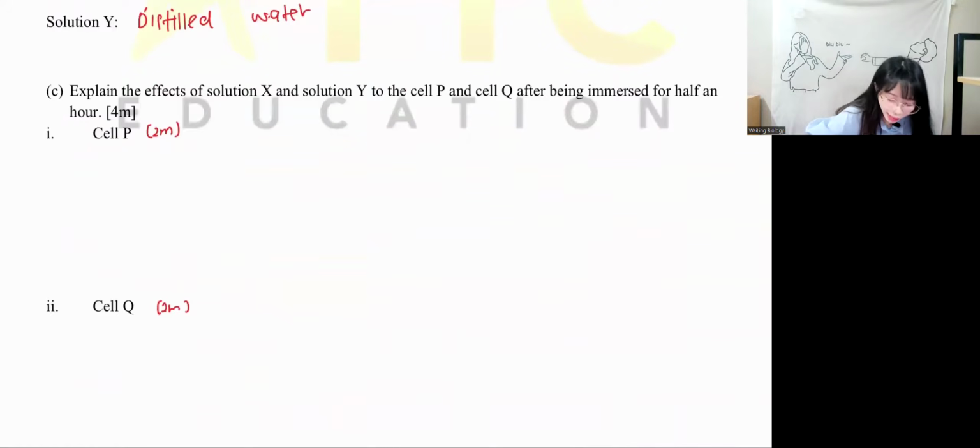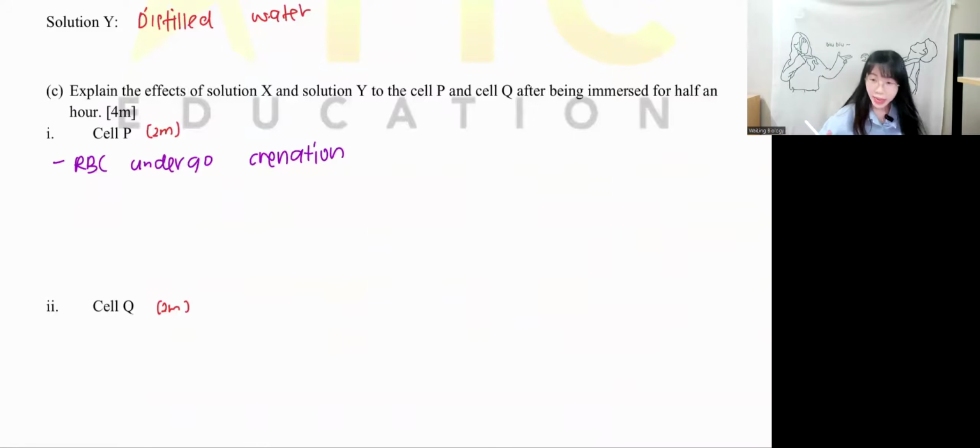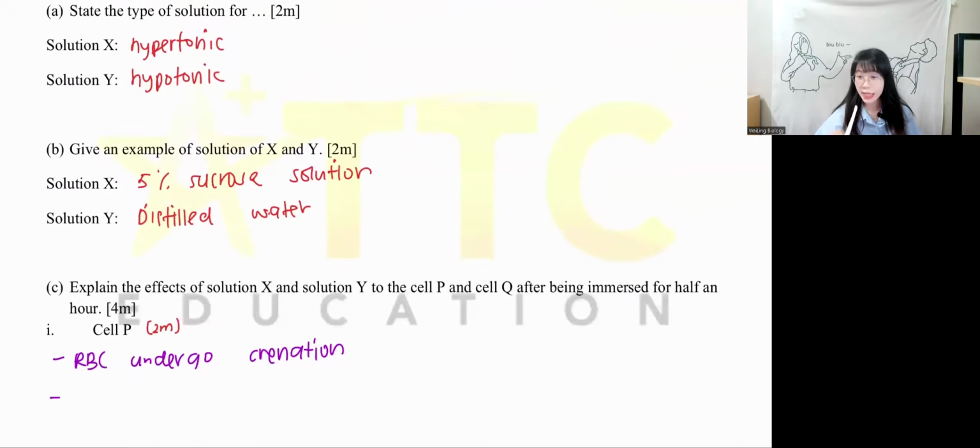So the first sentence that we write is: red blood cell undergoes crenation. Can you write RBC? Cannot. You're going to write red blood cell. The percentage doesn't matter, guys. You can write 10, 5, 7, 8, whichever your lucky number also can. The number doesn't matter as long as it's more than 1. Okay, second sentence, hypothesis already mentioned, so we can skip this sentence.